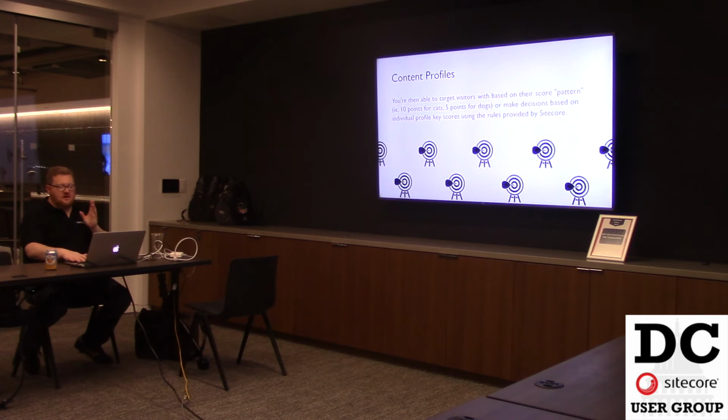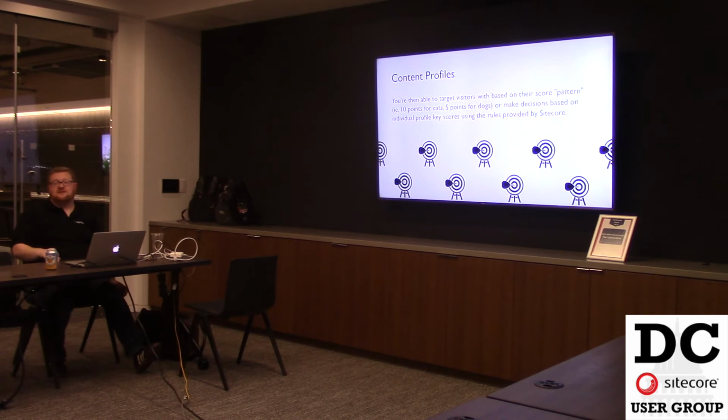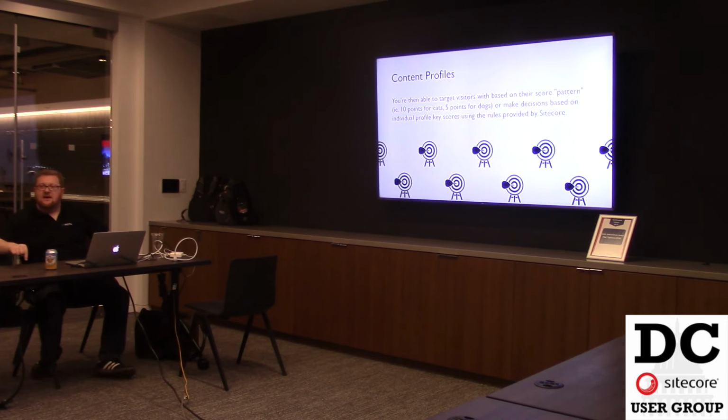Okay, so as a visitor has browsed around your site and gathered points for those individual profiles, you're then able to target the visitor based on that pattern card, right? You're also able to make decisions based on individual profile keys. So, for example, you might create a pattern card that says this person is a dog lover. In that case, you would set that pattern card up as having 100 dog points and no points for other pets, right?